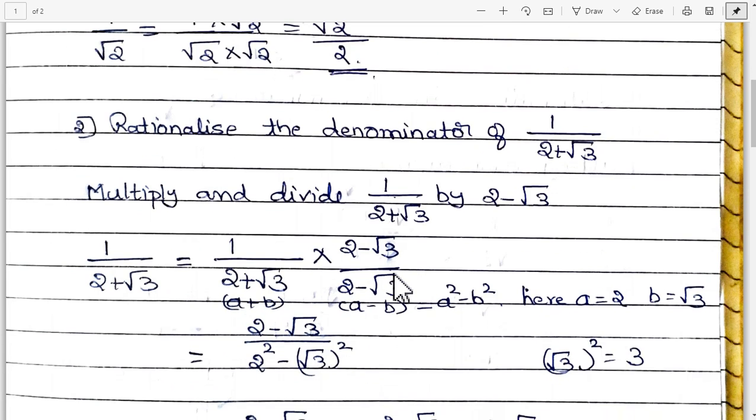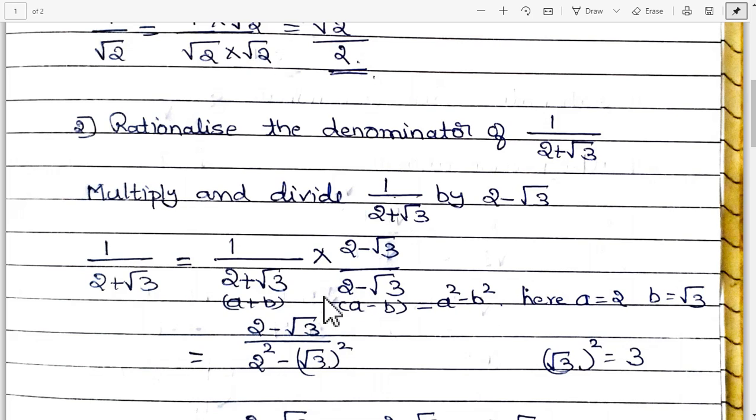See, now this you have learnt in your previous class. Now this is in the form a plus b into a minus b. Same terms, here also 2, here also 2, and here also root 3, here also root 3. Only the change is here plus, here minus. So this is similar to the identity a plus b into a minus b. As you have learnt, a plus b into a minus b is equal to a square minus b square.